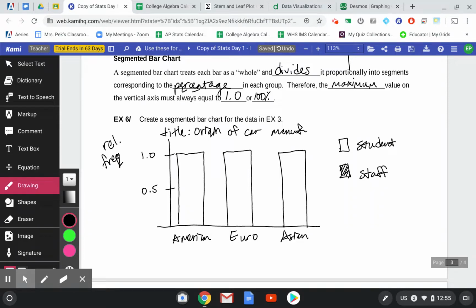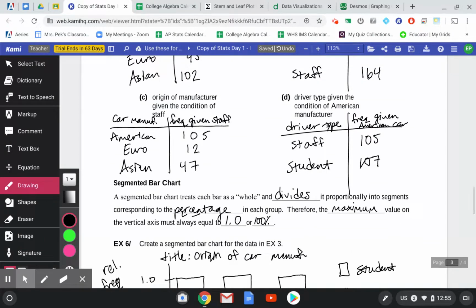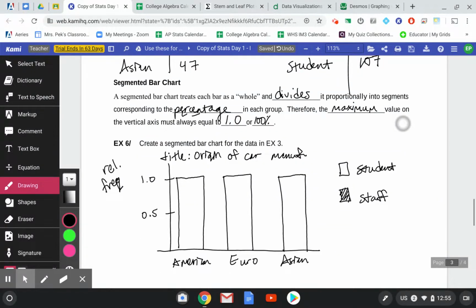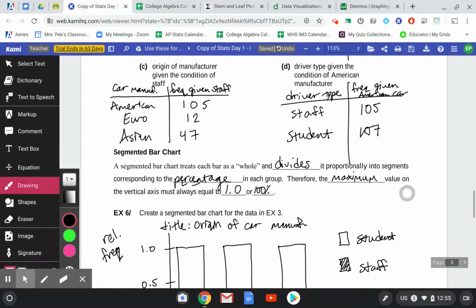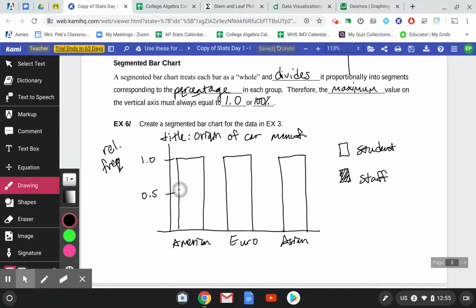staff there were. So if we look at the American cars, so let's just look at part D here. Given that we had American cars, I had 105 staff members and 107 students. So it was a little bit more than half students than staff. So I can draw a little bit more than half. I can break that apart and then shade this piece for the staff member piece, and the unshaded part of that is for the students.